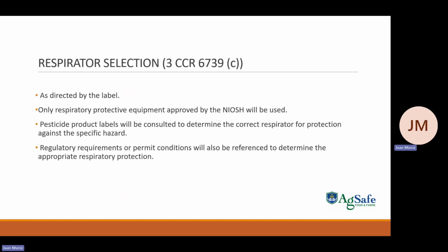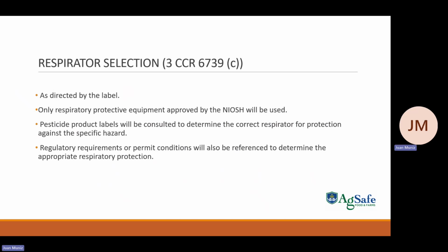So we mentioned that the label is the ultimate law that governs the type of PPE we should wear, but we should also observe any local requirements, such as your county ag commissioners. If you have special use permits, they may indicate other requirements to follow.